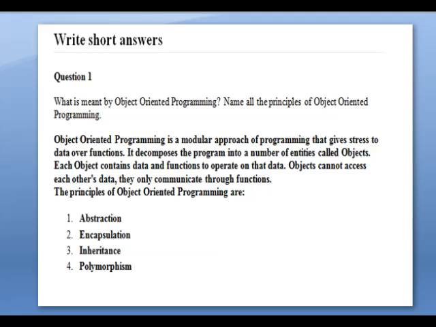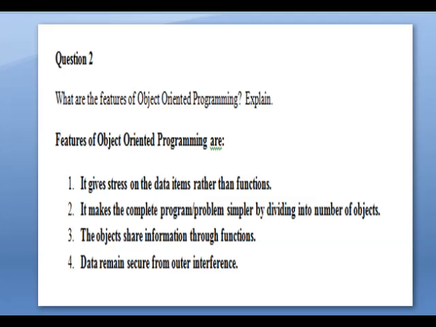The principles of object oriented programming are: number 1, abstraction; number 2, encapsulation; number 3, inheritance; number 4, polymorphism. Question number 2: what are the features of object oriented programming?